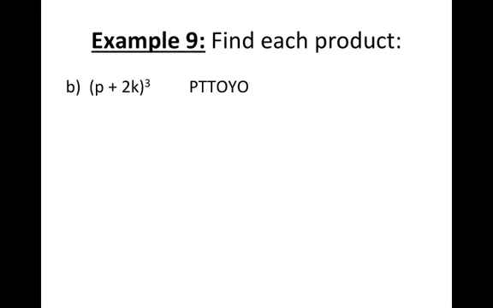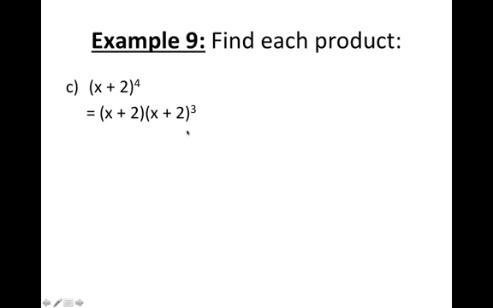I'm going to let you do (p plus 2k) to the third power on your own. Okay, (x plus 2) to the fourth. We're going to write this as (x plus 2) times (x plus 2) to the third because we have a special pattern for binomials to the third power, and then we'll take that special pattern product and multiply it by x plus 2, and that'll keep us from having to do x plus 2 times x plus 2 times x plus 2 times x plus 2.